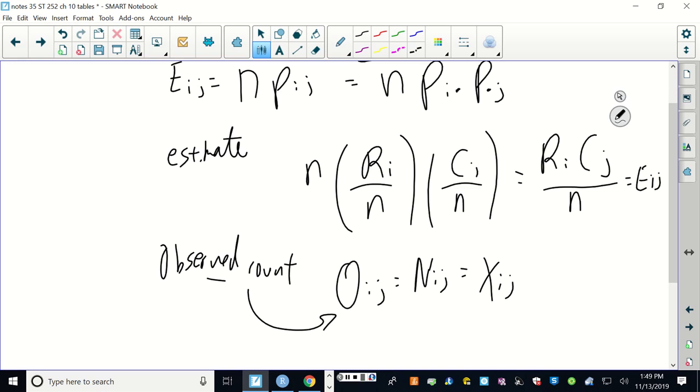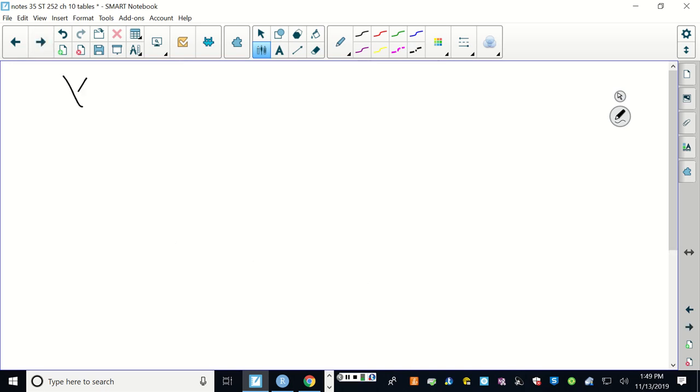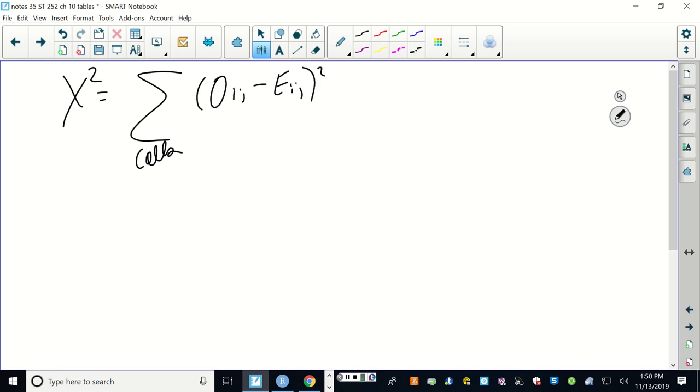Right? So the chi-squared statistic, usually called x squared, the book gives it a value of c, is the sum over all the cells in our table of the observed count minus the expected count, squared. Right? So some of them are positive, some of them are negative.